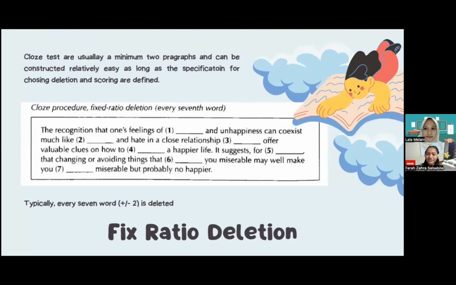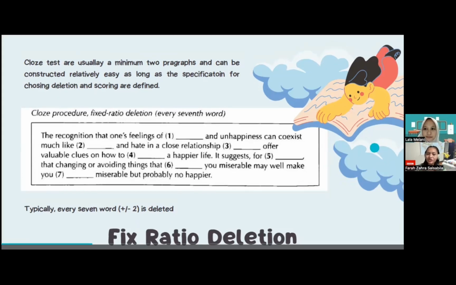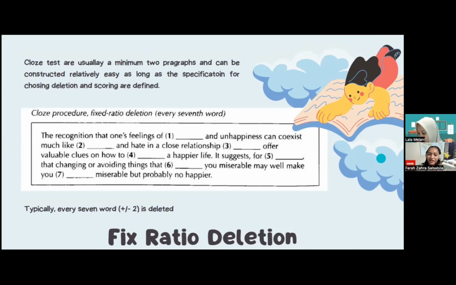The first is fixed ratio deletion. So the cloze tests are usually a minimum of 2 paragraphs and can be constructed relatively easily as long as the specifications for choosing deletion and scoring are defined. In this assessment, it is really fixed, like every 7th word is blank, so the student has to fill in the blank space. That's why this is called fixed ratio deletion. Typically, the deletion is every 7 words plus or minus 2.